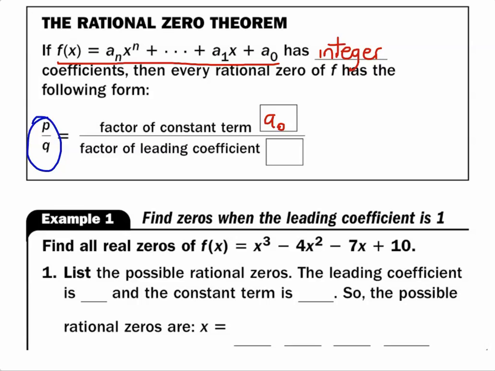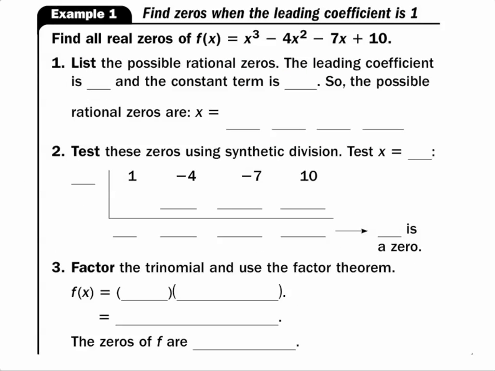a naught, a0, divided by a factor of the leading coefficient. The leading coefficient is an. There you go. Of course, like most math theorems, they don't make a whole lot of sense until you have a chance to do an example. So we're going to move on to a quick example.